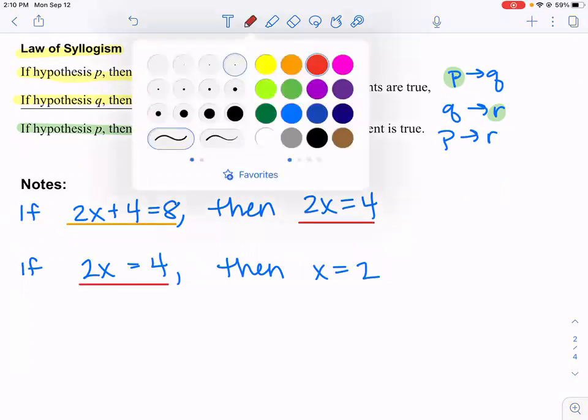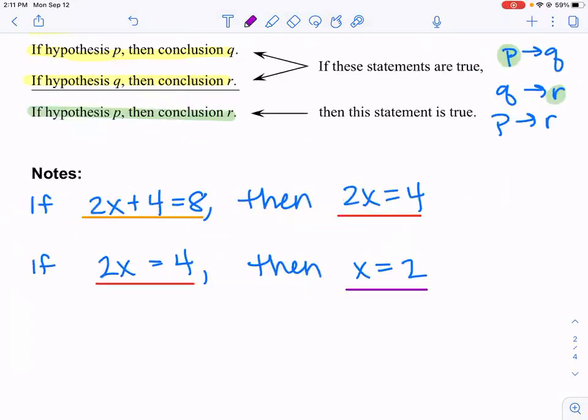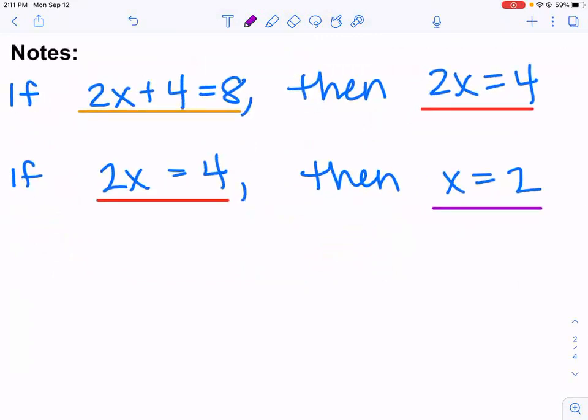Okay, so I'm taking colors here and I'm underlining all of the different statements. And if they match, they're the same color. So notice how 2x equals 4 happens twice, so I underlined it in red.